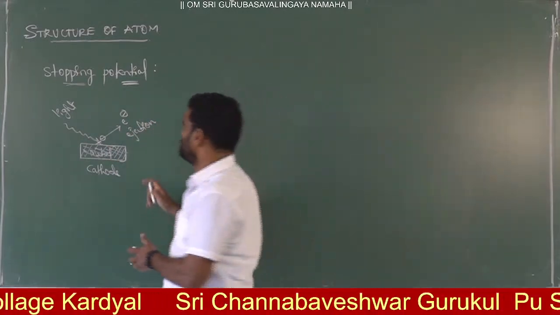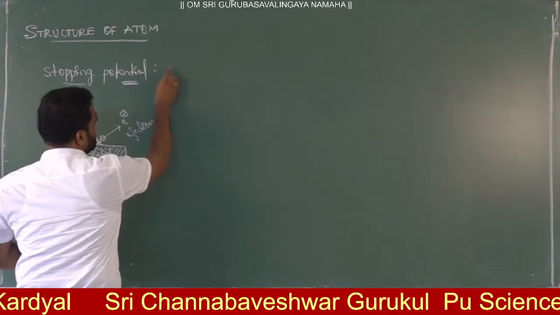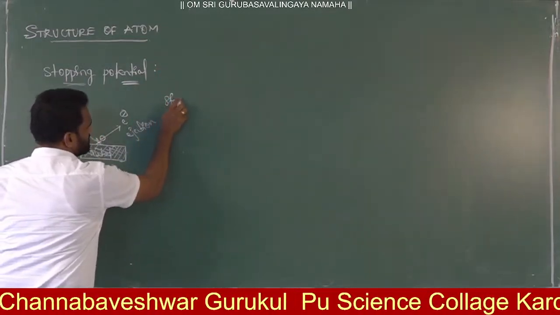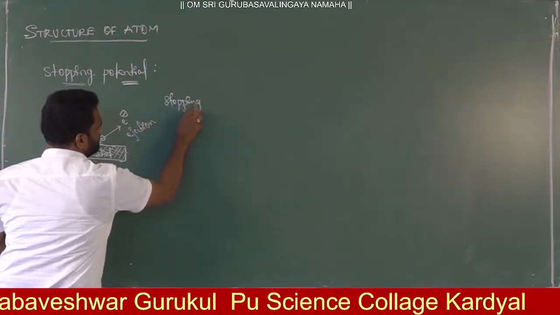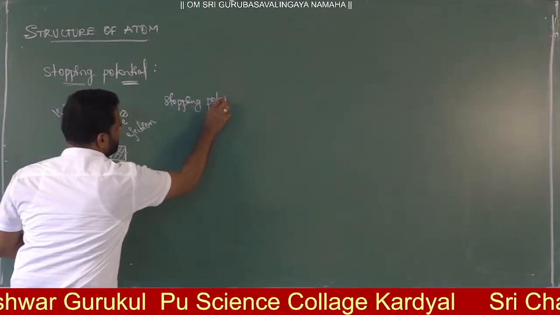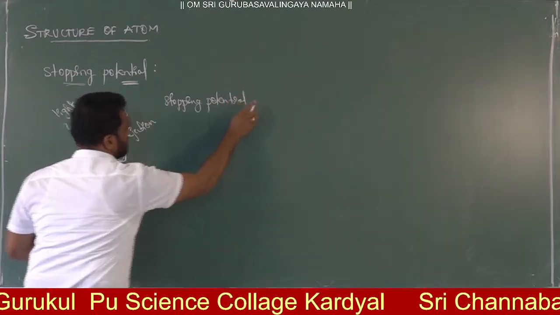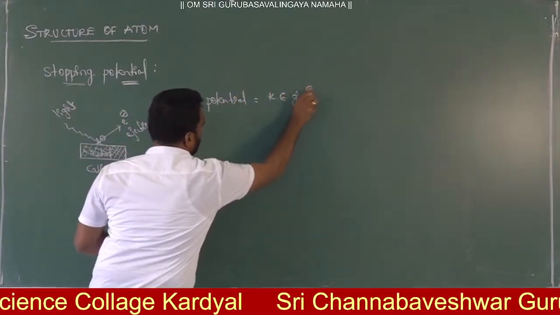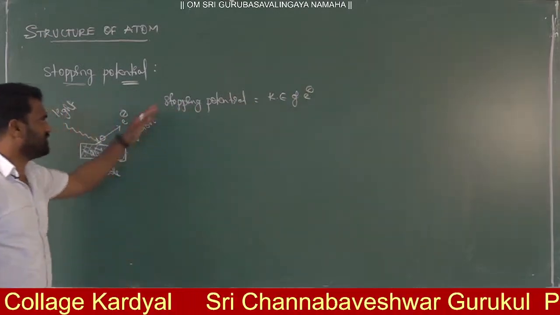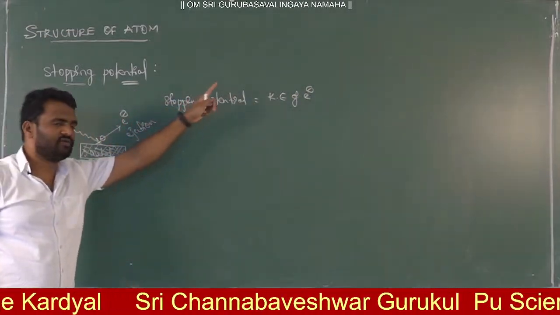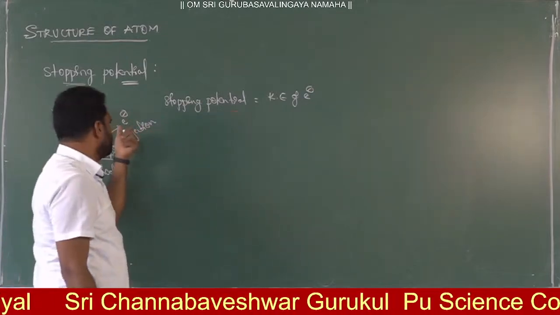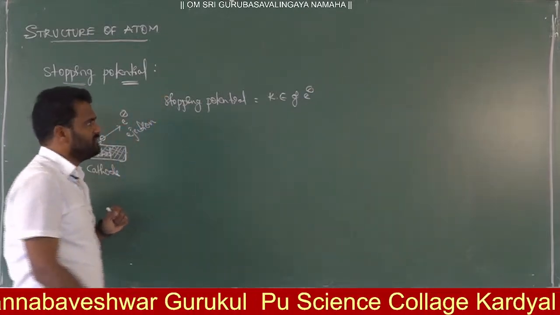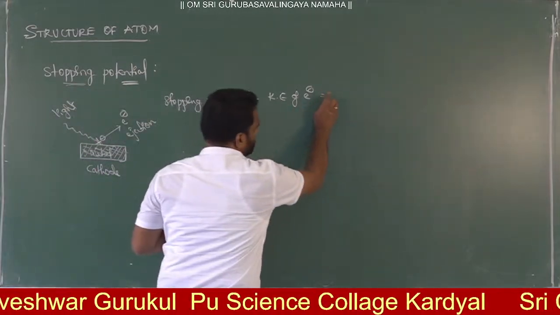This point you need to remember here. Stopping potential is equal to the kinetic energy of the electron. Whatever potential we give, if it is exactly equal to the kinetic energy, then you can stop the electron. That is the stopping potential.